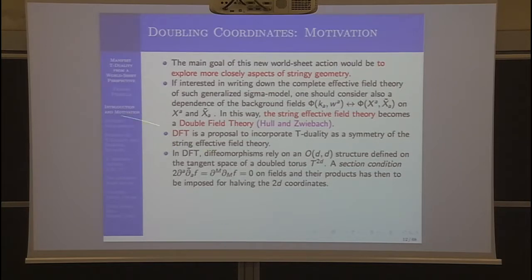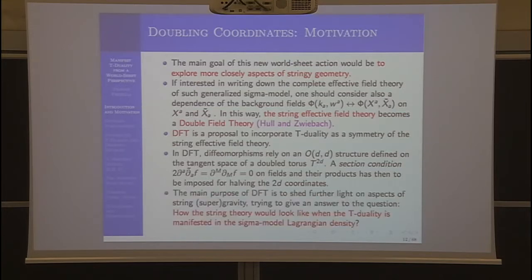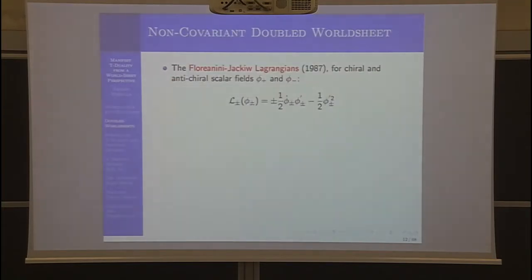A section condition of this kind on fields and on their products has to be imposed in order to halve the 2D coordinates. The main purpose of double field theory is to shed further light on aspects of string gravity, at the level of supergravity, trying to answer the question of how string theory would look when T-duality is manifest in the sigma model Lagrangian density. So this would be the motivation for studying this kind of topic.